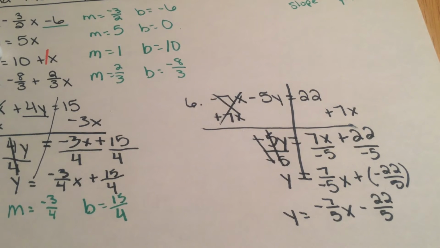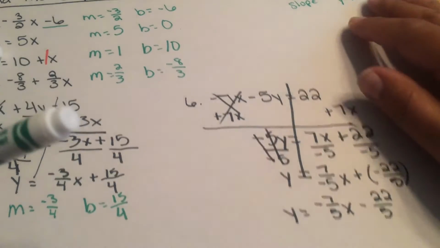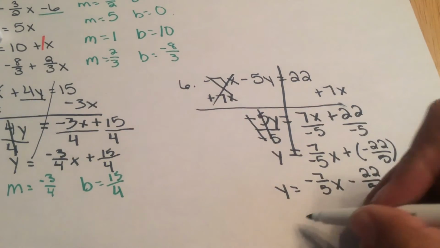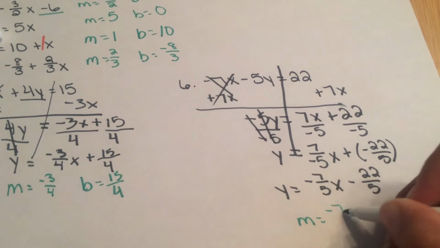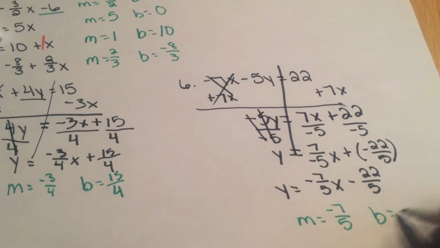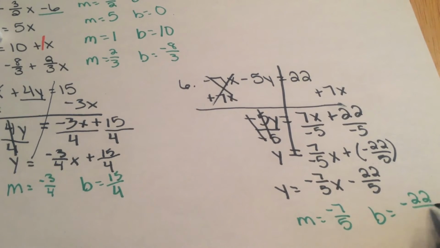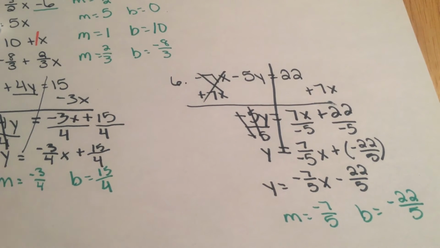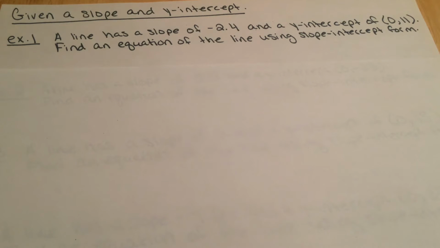But we still haven't answered the question, which is what's the slope and what's the y-intercept? Now that we have it in a form that we recognize, we're able to see that our slope is negative 7/5 and our y-intercept is negative 22 over 5. Again, I can't simplify each of these fractions any further than I have. If I wanted to, I could make that a mixed number, but it's just fine staying an improper fraction.